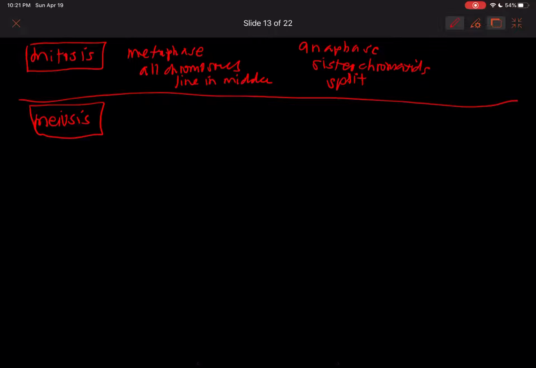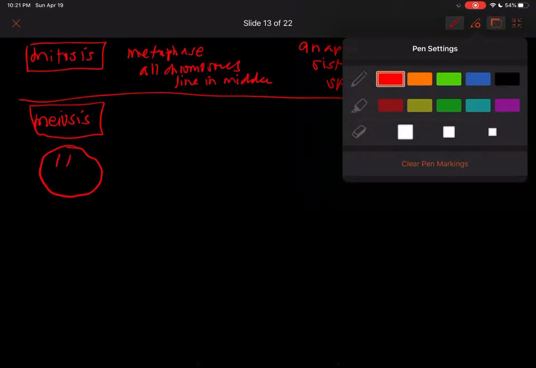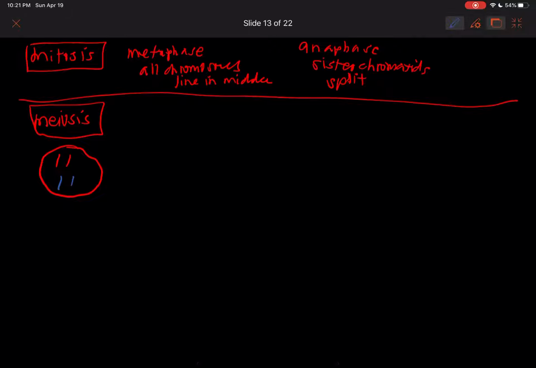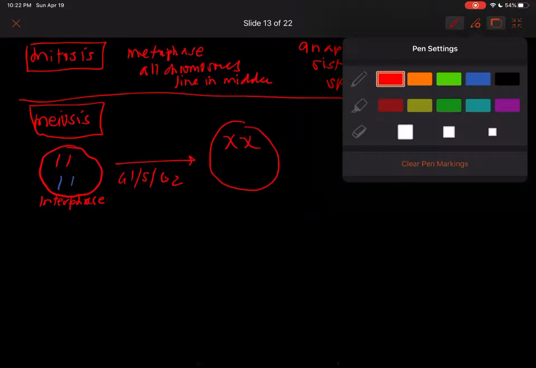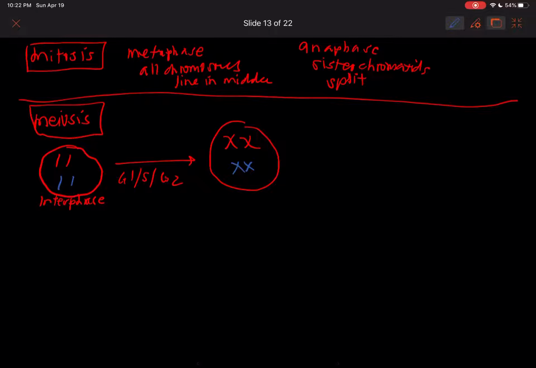you begin with the same cell with 2 red chromosomes and 2 blue chromosomes. Okay, and during S phase, after interphase, G1, S, and G2, you have duplication of the chromosomes. So you have 2 red and then you have 2 blue. Okay, during prophase 1. And then you have metaphase 1.